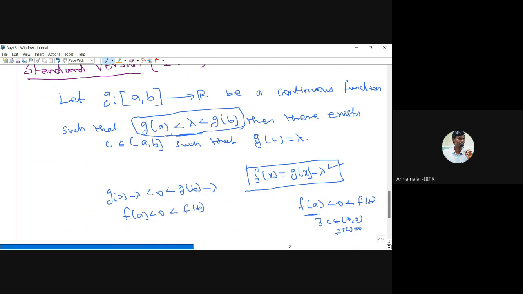Now, use the previous theorem. So, there is c in the open interval a comma b such that f of c equals 0. But what is f of c? It is g of c minus lambda. You can take lambda to that side, and we have our conclusion. So just to correlate with the previous one.